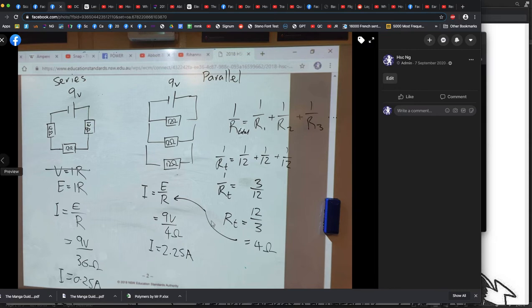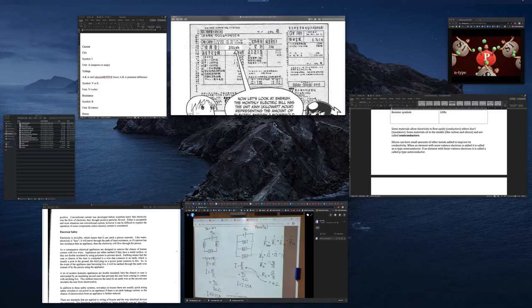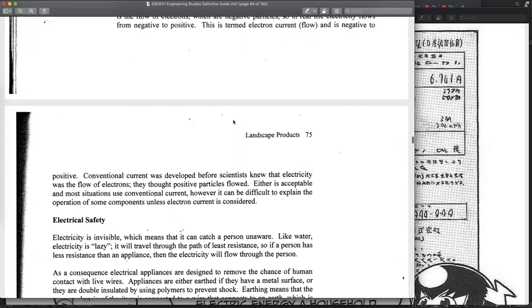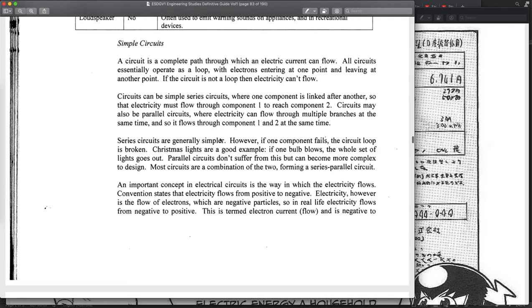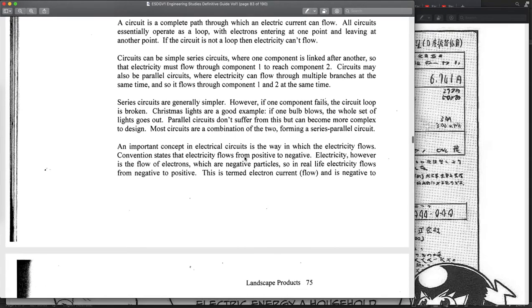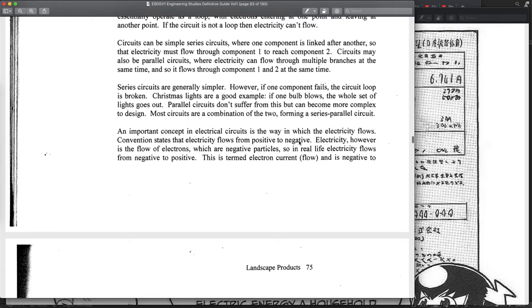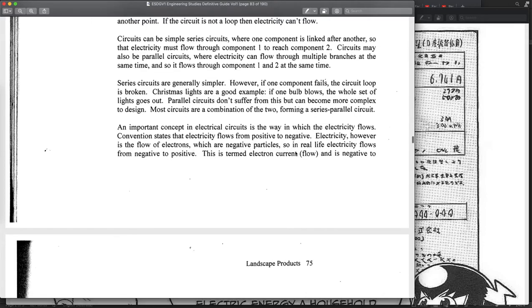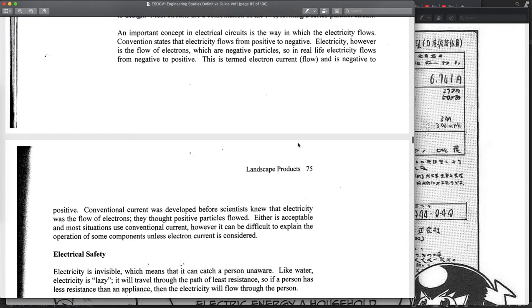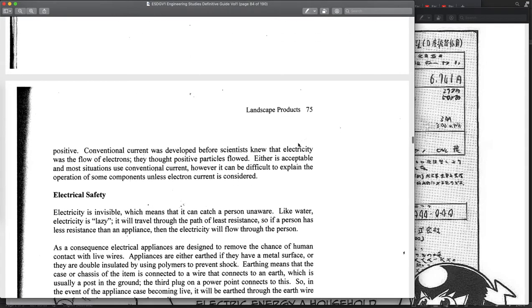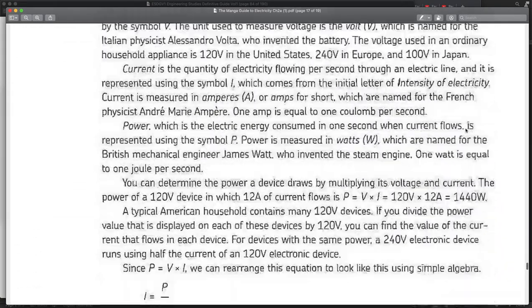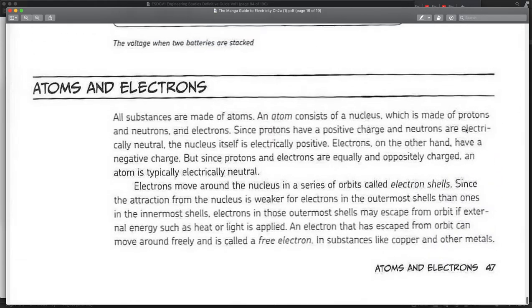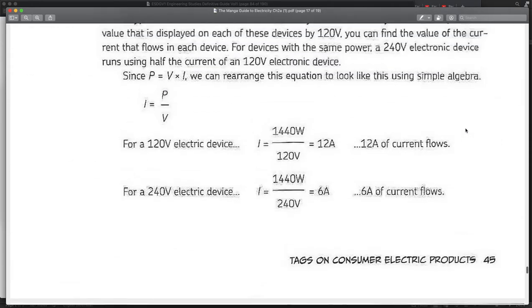So that takes me back to the textbook, where we talked about simple circuits. Simple circuits can be either in series or in parallel. Convention states electricity flows from positive to negative. However, electricity is the flow of electrons, which are negative particles, so in real life it flows the other way. So we use the term current, which is opposite to the flow of electrons. They do talk about that in this guide to electricity, in chapter 1. I have focused on the part that I'm interested in.